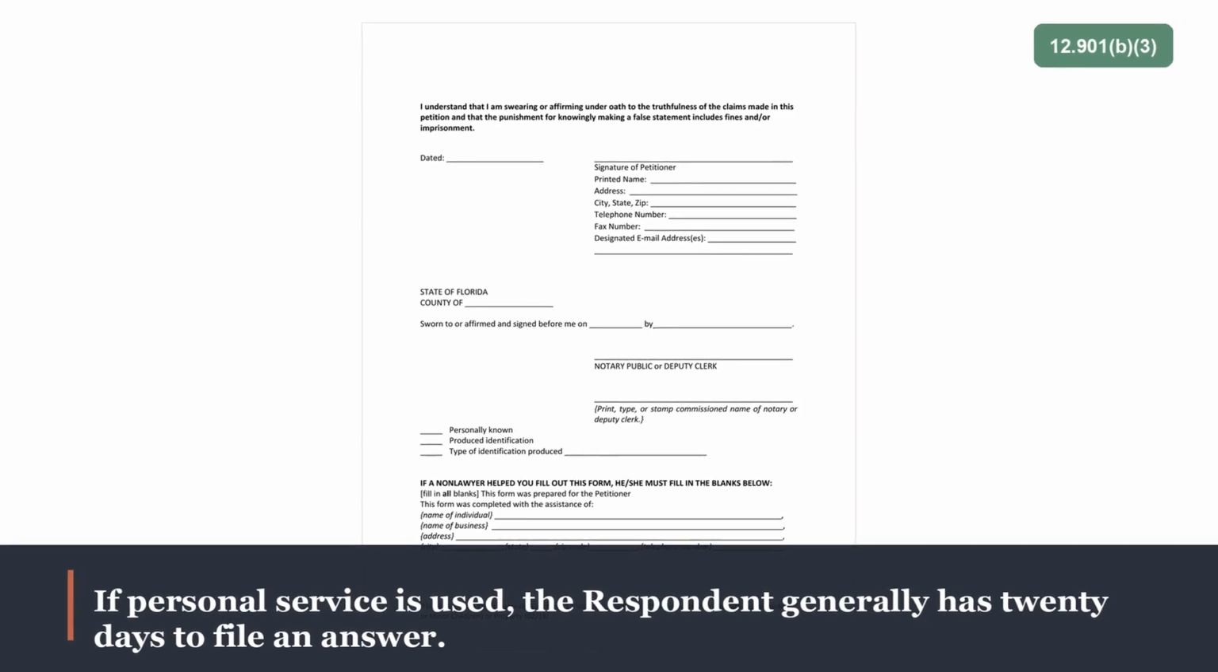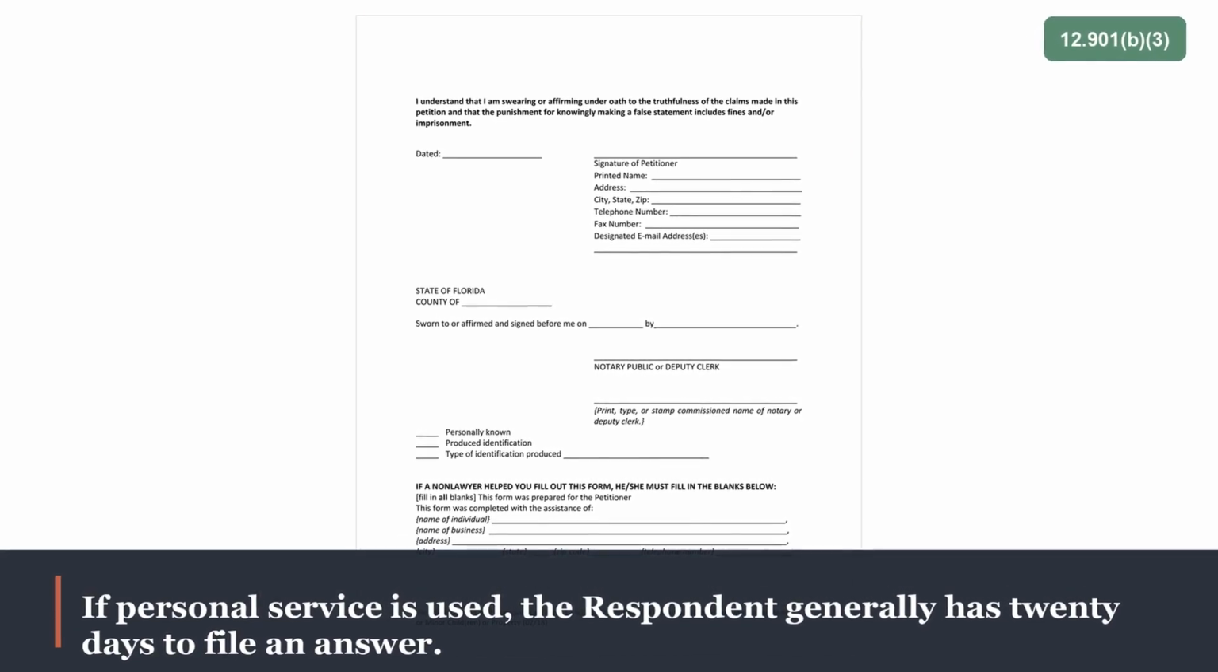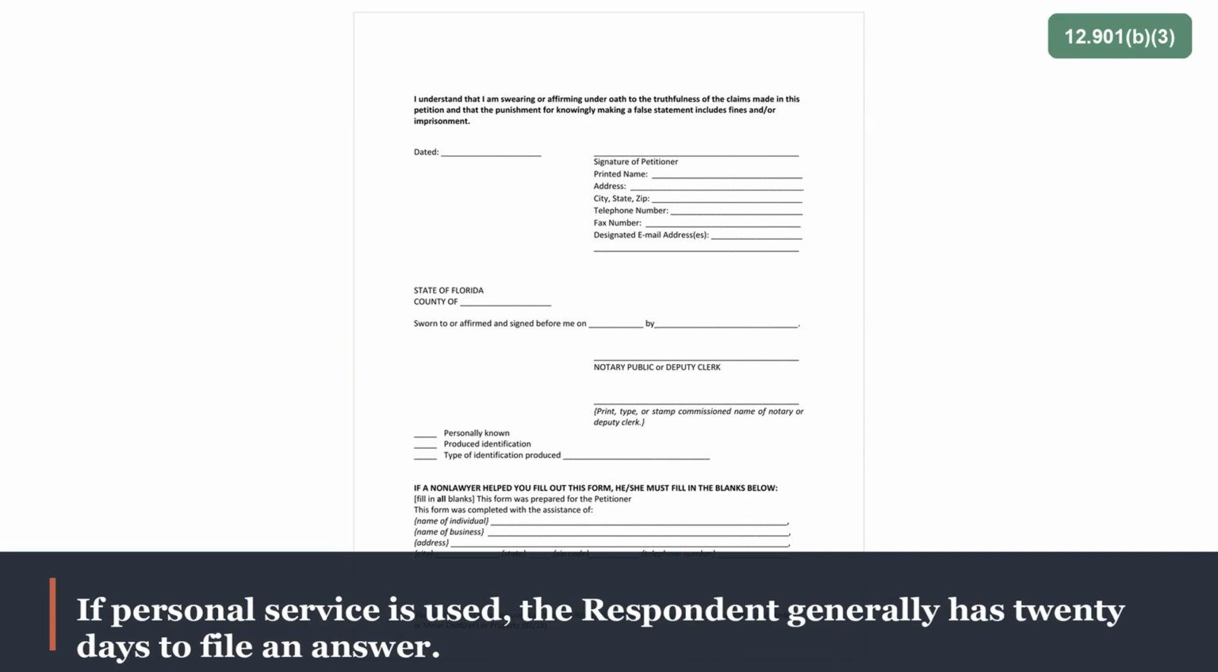If personal service is used, the respondent generally has 20 days to file an answer. From there, the case proceeds one of 3 ways. If the respondent doesn't answer within 20 days, the petitioner may file a motion for default and then request a final hearing once the other required paperwork is filed.